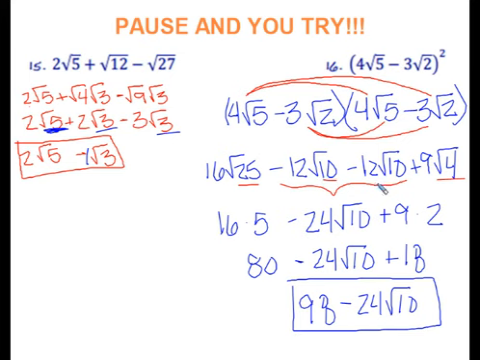And I combined my like radicals right in the middle. Square root of 10 is the same as square root of 10, so I can add the coefficients out front. I get negative 24. 16 times 5 gives me 80. 9 times 2 gives me 18. So when I combine those like terms, those numbers, those coefficients, I get 98 minus 24 square roots of 10.